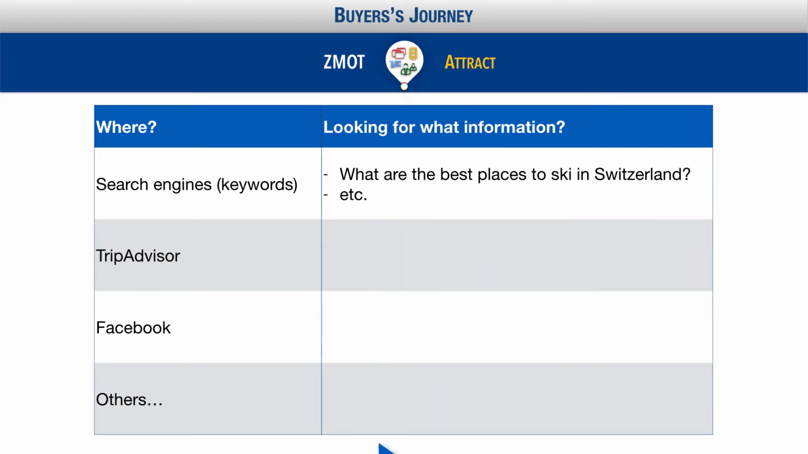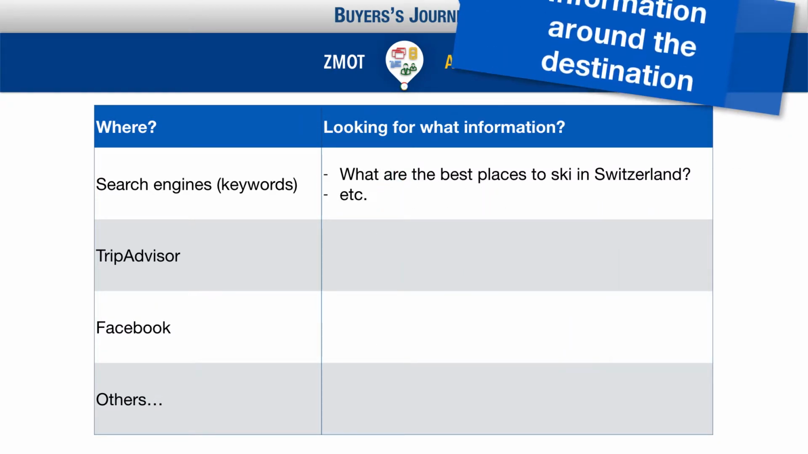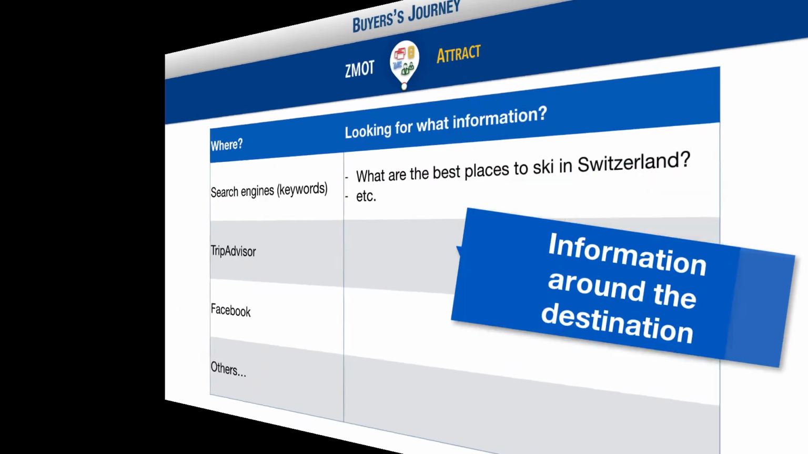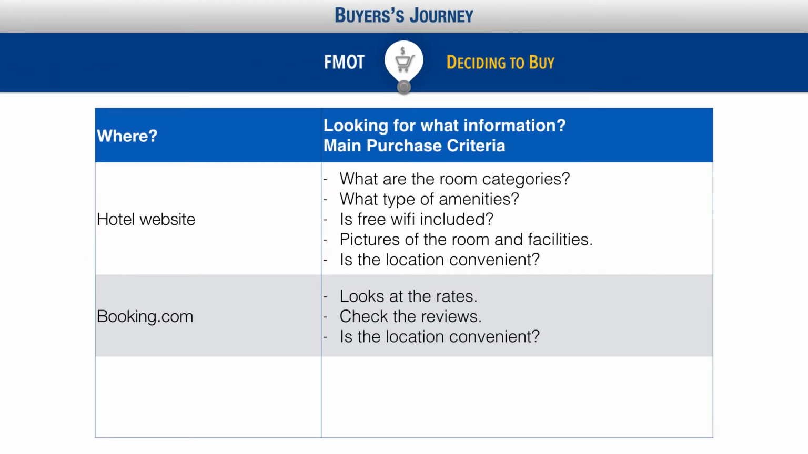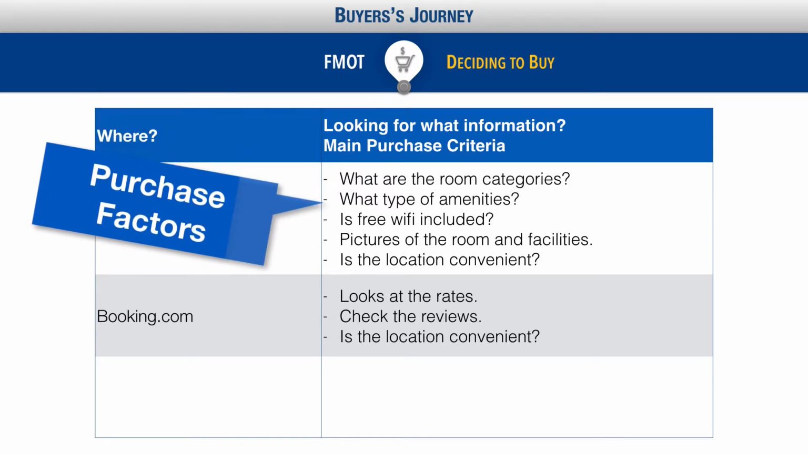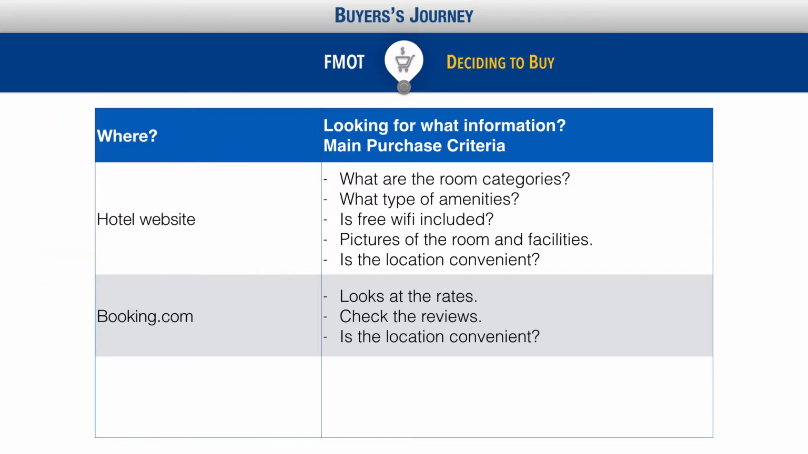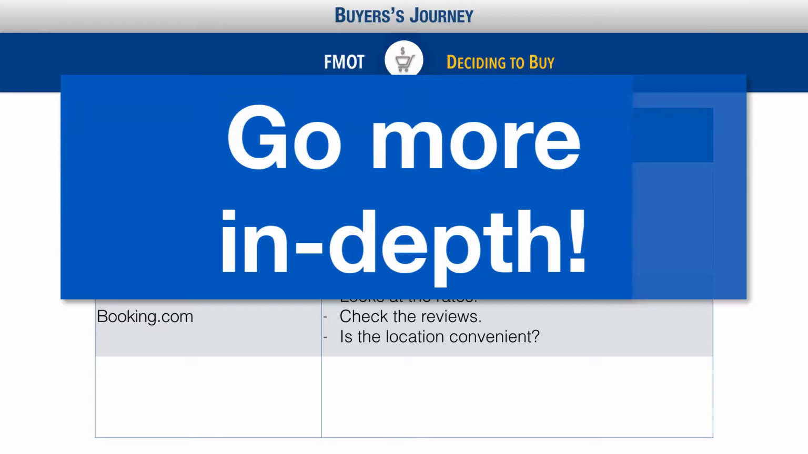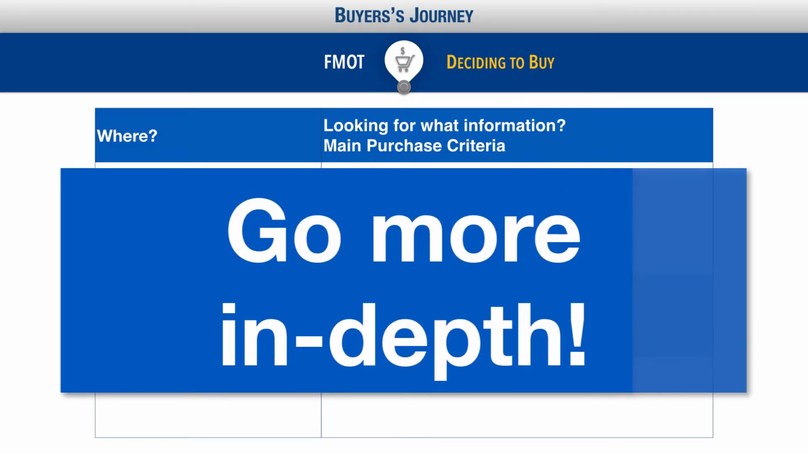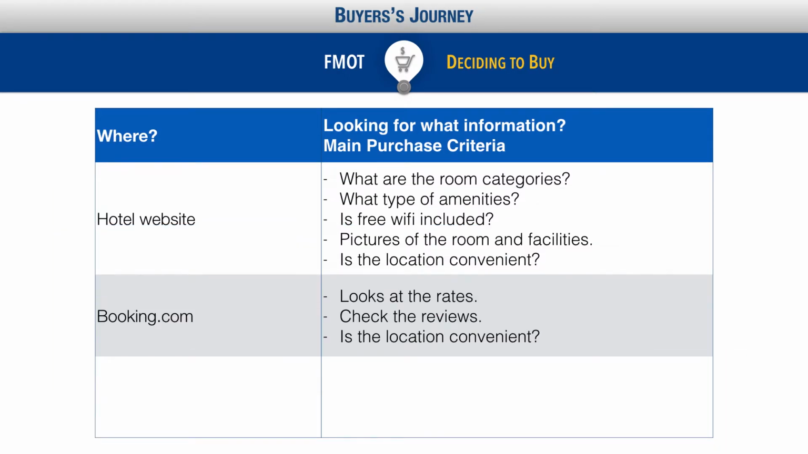The focus should not be on the hotel yet, but rather on what the buyer persona wants to know around the destination. Then you move on to the F mod, where you need to identify more closely what the key purchase criteria of the buyer persona are, and what you will be looking specifically at when booking a hotel room. You can use the key purchase criteria already identified in the buyer persona worksheet, but you should go more in depth with this information.